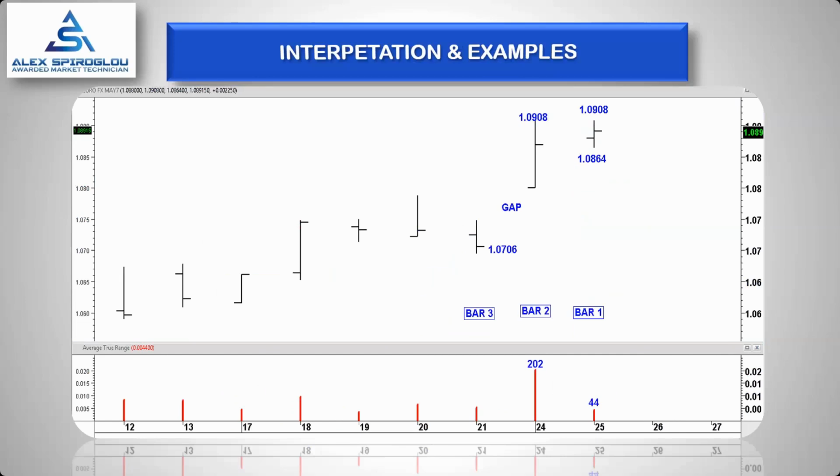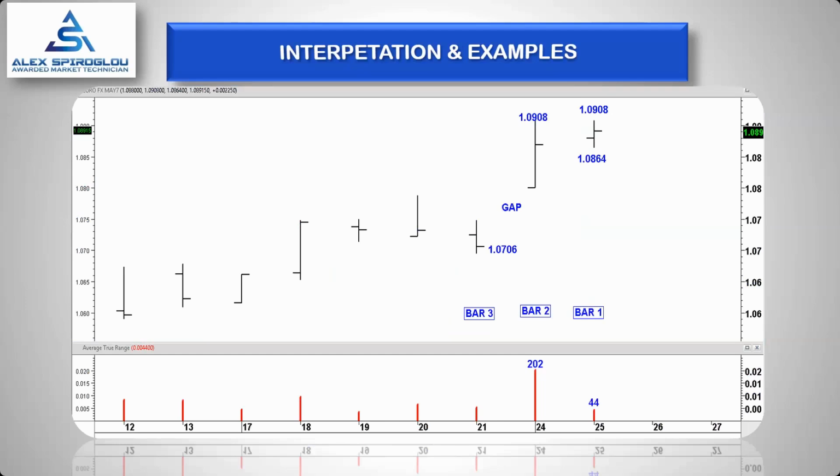As you can see, bar 3, bar 2 had a gap. This is for euro, and bar 1 was an inside day. So the inside day high is 1.0908 minus 1.0864. So it's an inside day, the same way you would calculate bar 2, bar 3, but bar 2 you would actually calculate from the previous bar's close, which is 1.0706. And you can see this calculation right at the bottom.